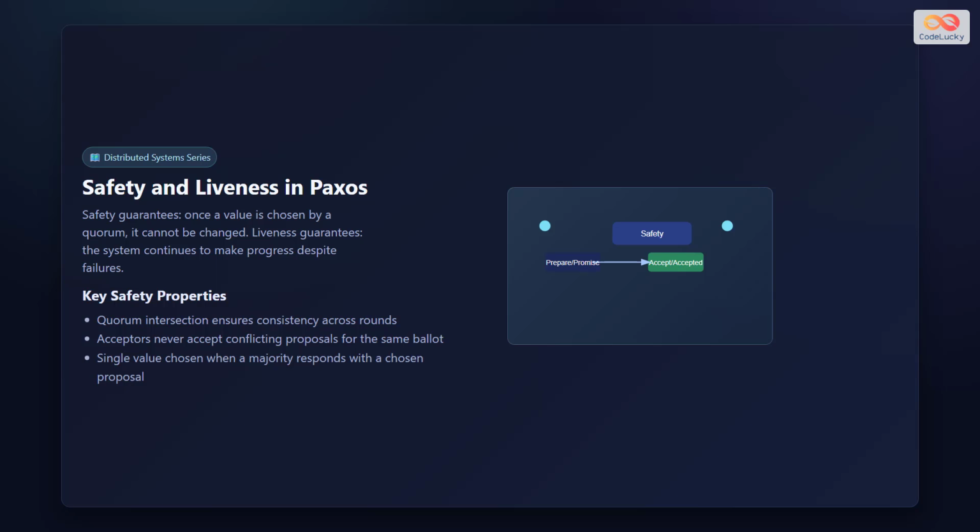Paxos divides participants into three roles. Proposers suggest values to the system. Acceptors store accepted values and respond to proposals. Learners learn the final chosen value. In practice, a single server can play multiple roles.